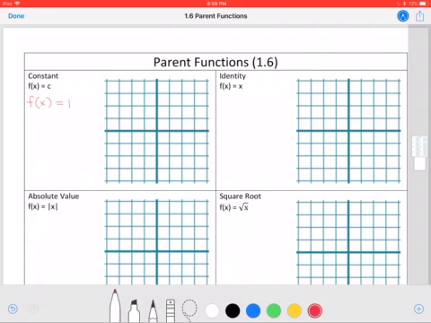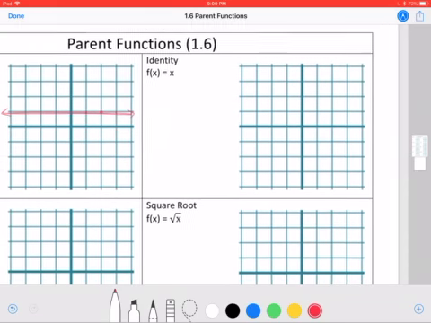Now if I wanted to graph f of x equals 1, remember that's the same thing as y equals 1, and we have a bunch of points that have a y value equal to 1, and they all lie along this horizontal line. So that's the parent of all horizontal lines, the function f of x equals 1.